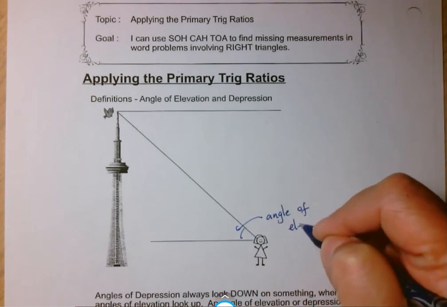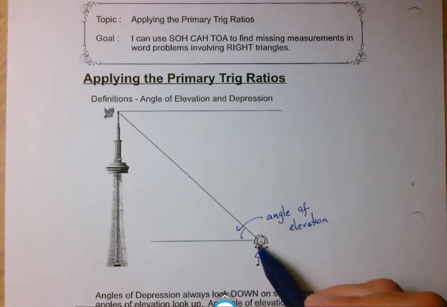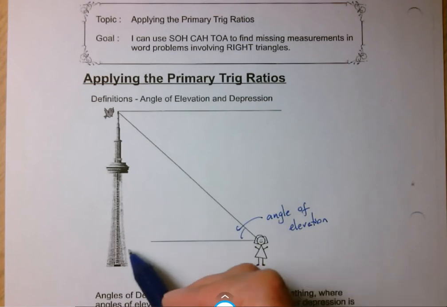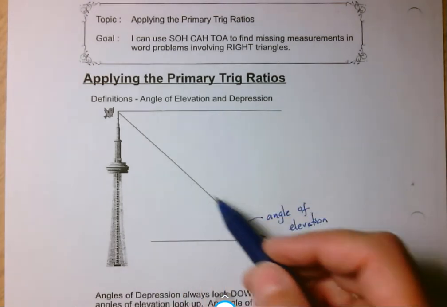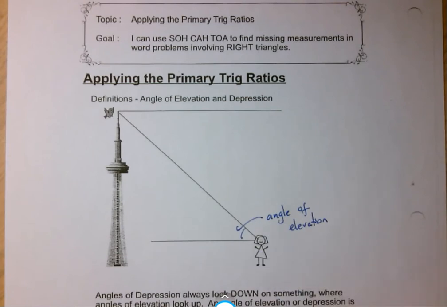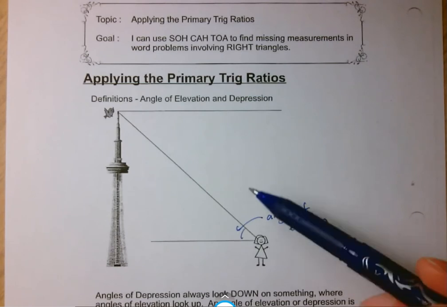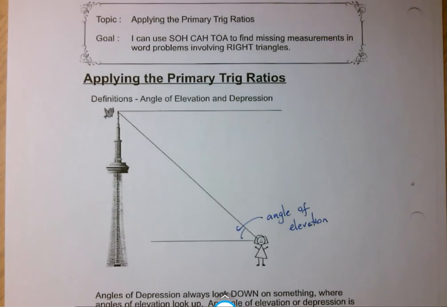Angle of elevation. It is measured from the horizontal. So the horizontal is if you were to look straight across. So from the horizontal, measured to where you're looking up, that is called the angle of elevation. So if they tell you that you're standing somewhere and you're looking up at something, then that's going to be an angle of elevation.